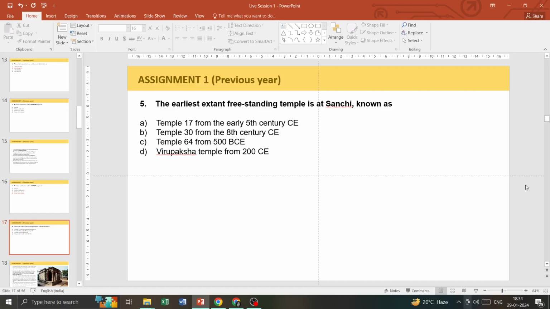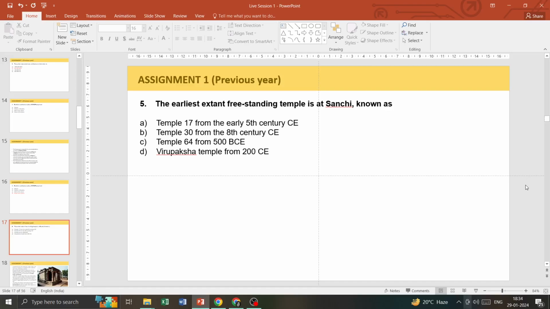So Sanchi is quite famous for its stupa, but there is not just one stupa at Sanchi. It is a whole complex which has a lot of small buildings, small complexes, and then there is the main Sanchi stupa. It has a lot of temples also. So the earliest freestanding temple at Sanchi is known as Temple 17 from the early 5th century CE, Temple 30 from the 8th century CE, Temple 64 from the 500 BCE, Viruksha temple from 200 CE.